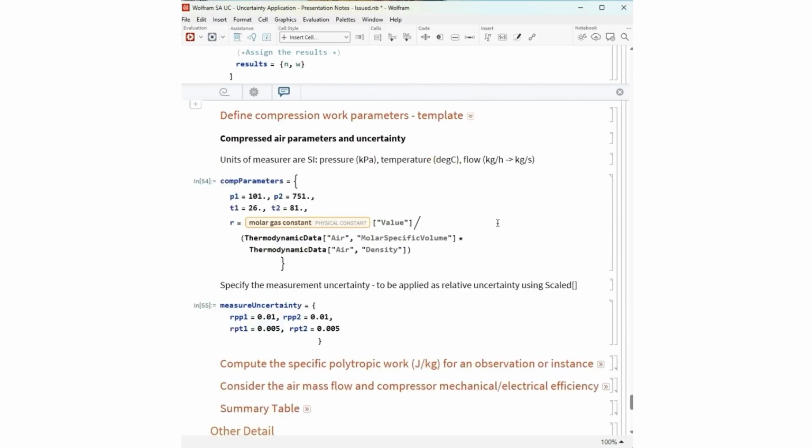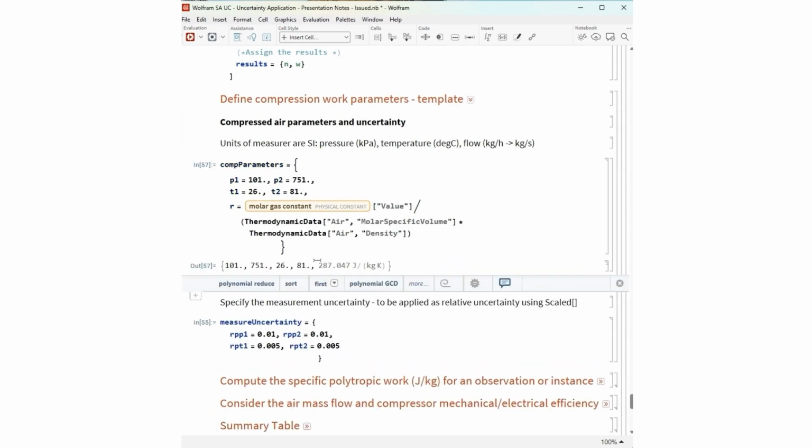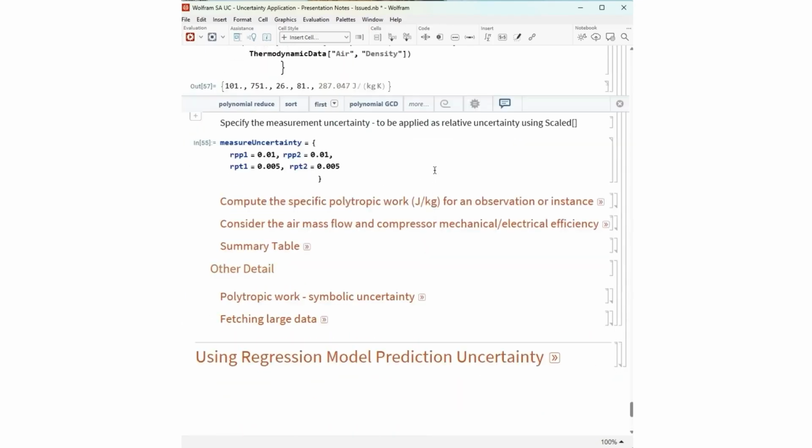If we want to use this function, we define the work parameters. Here the compressor parameters are P1 at atmospheric pressure, 101 kPa, P2 at 751 kPa, the inlet temperature is 26 degrees and the outlet temperature is 81 degrees. You can then compute the gas constant using Wolfram physical constant and thermodynamic data like this. You can also specify the uncertainty that's going to be used in scale. For example, the uncertainty is 1% for the pressure and 0.05% for the temperature.